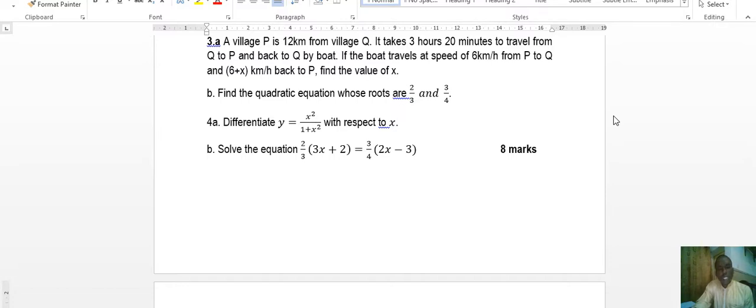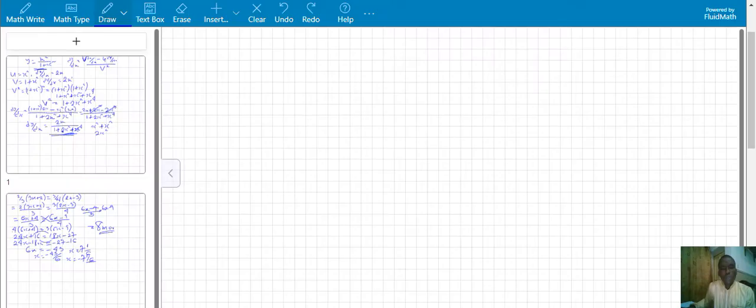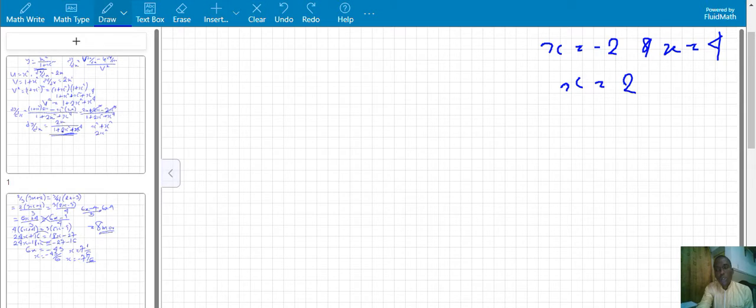The next question, B, says find the quadratic equation whose roots are 2 over 3 and 3 over 4. Now let's go to our whiteboard and see how we can solve the B part of this question. Now remember, in any quadratic solution, if your x is equal to minus 2 and your x is equal to 4, you find out that x will be equal to minus 2 and 4.